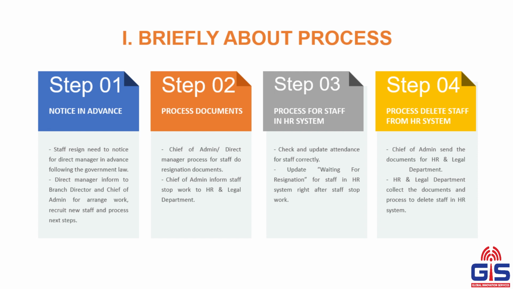And the last step, process delete staff from HR system. In this step, chief of admin will send the documents to HR and Legal Department, and then HR and Legal Department collect all the documents of resignation staff in the month and process to make the decision and delete staff from HR system.